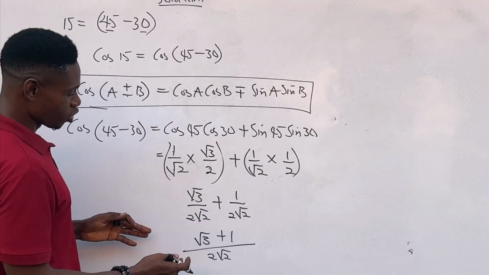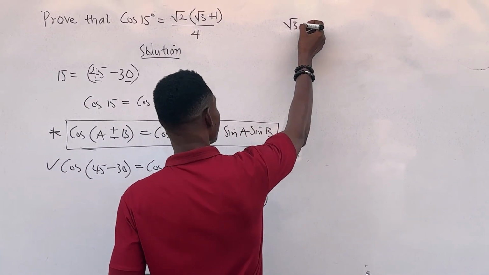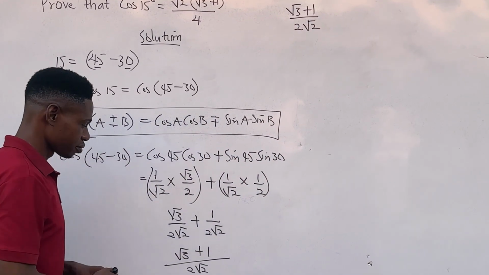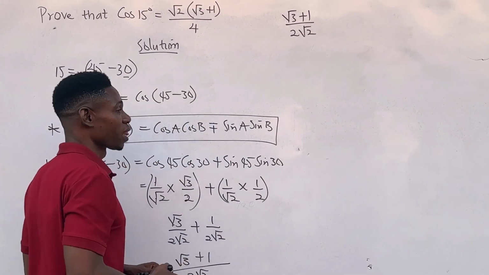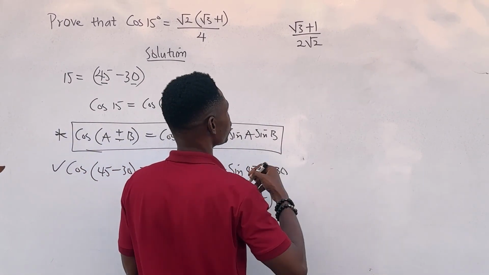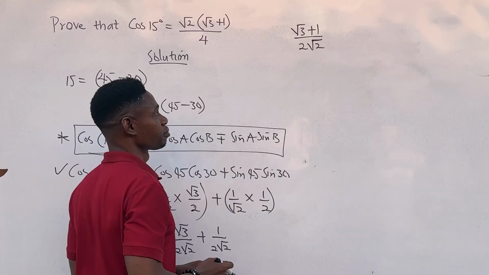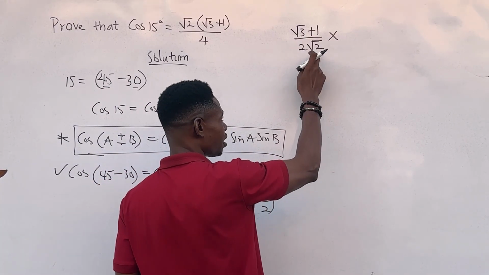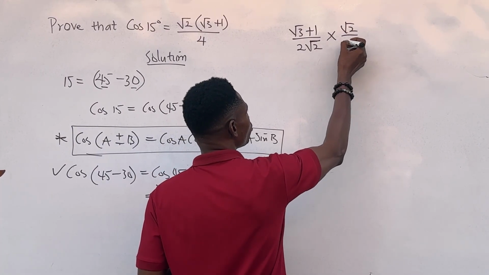And then our answer, let me bring it up now. Our answer is root 3 plus 1 over 2 root 2. So root 3 plus 1 over 2 root 2. And that's what I've brought up here. Now, if you have learned about surds, you will know that you have to rationalize this because you have an irrational root as your denominator. So when we rationalize, we'll multiply both numerator and denominator by that irrational root in the denominator, and that will be root 2.